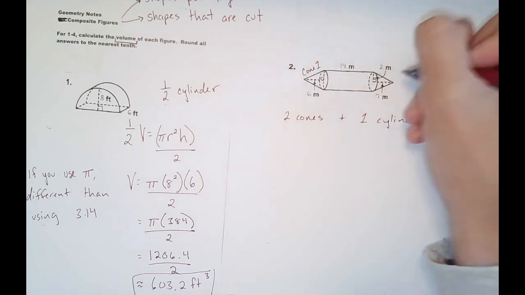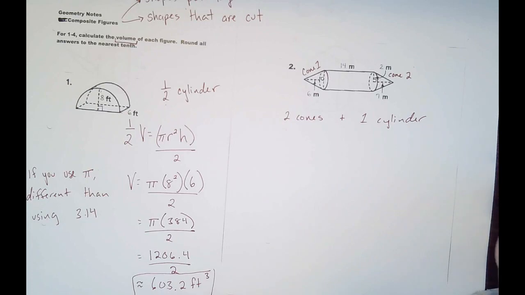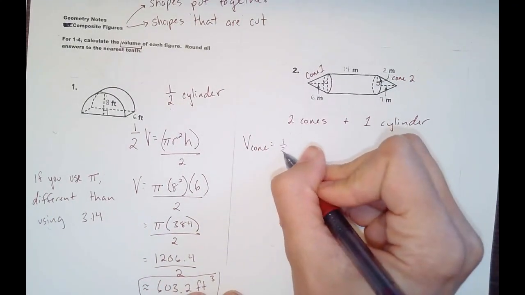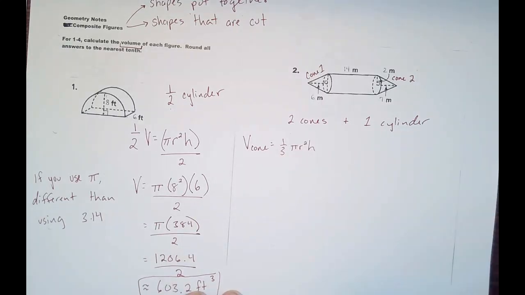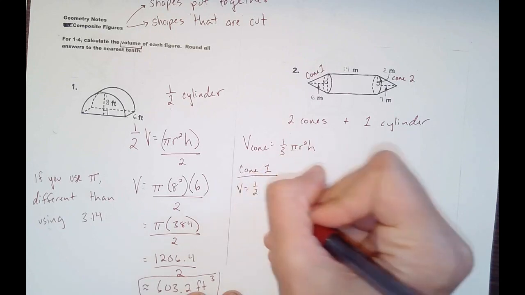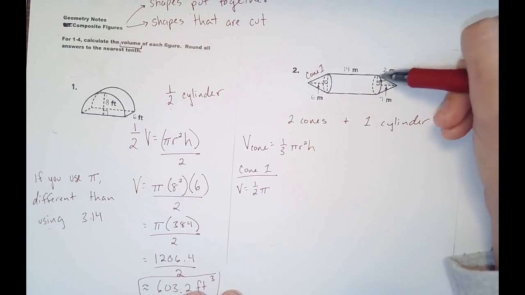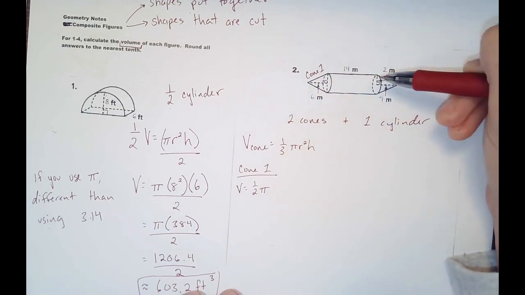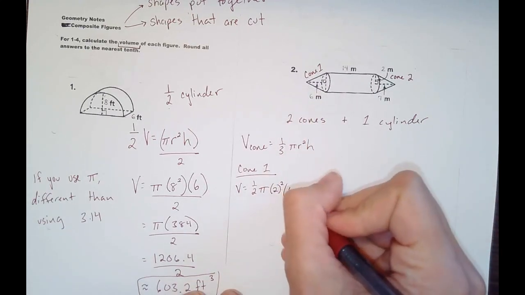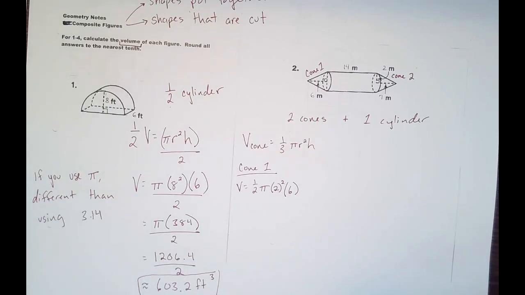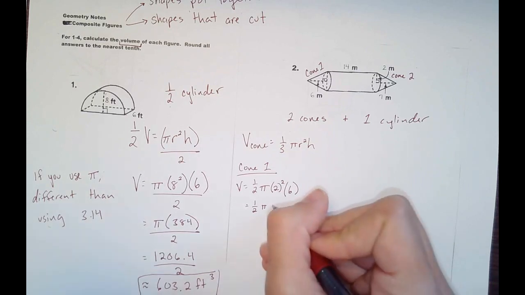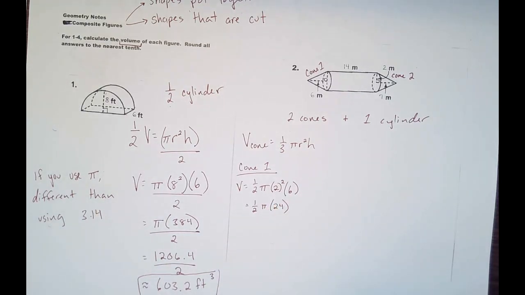Remember, the volume of a cone should be 1/3 pi r squared h. So when we look at cone 1, we're going to have 1/3 pi. Our radius is 2. We can see that over here, and it's going to be the same because this is a cylinder, so the radius for all of these has to be the same. So we have 2 squared, and then times the height of the cone, which is going to be 6. So we have 1/2 pi times 24, which gives us 37.7.